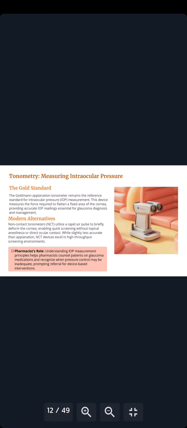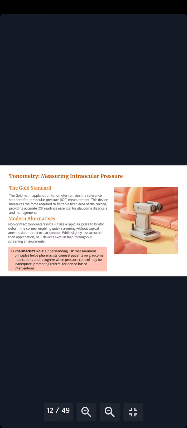Right now, there are some devices that need contact with the eye. They put something on the surface of your cornea, or sometimes on the choroid area, to help themselves measure the intraocular pressure.